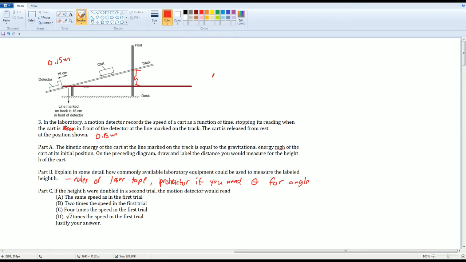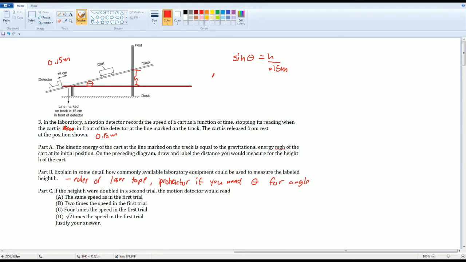Then you could work out some trig for the height. Because again, if this is theta and you could measure theta here, you can get height by using sine of theta, which is going to be height over the ramp length, which is 0.15 meters. So if you can get theta, you can get the height. So you could also use a protractor to get the height.